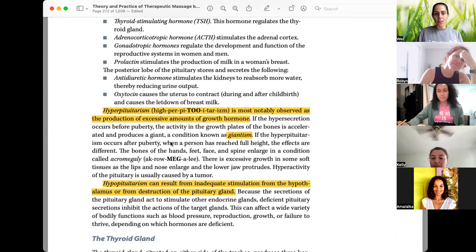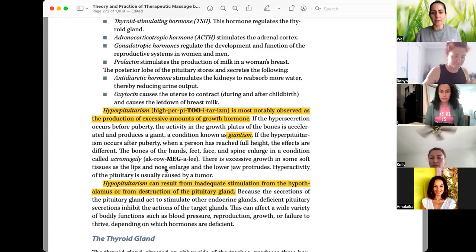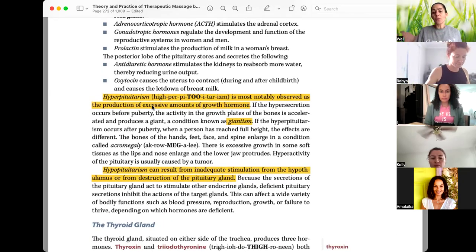Okay, and if it's post puberty, it could be this condition where the bones of the hands, feet, face and spine enlarge, in a condition called acromegaly. With excessive growth also of soft tissue, so the lips are really large and all that kind of stuff. So overproduction, overgrowth, very straightforward.